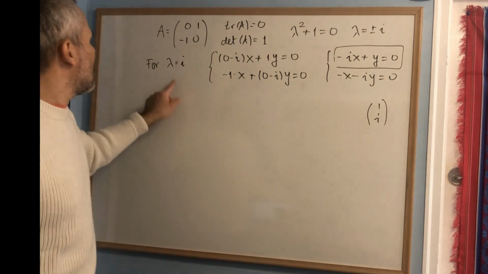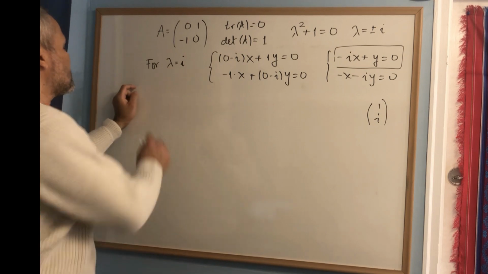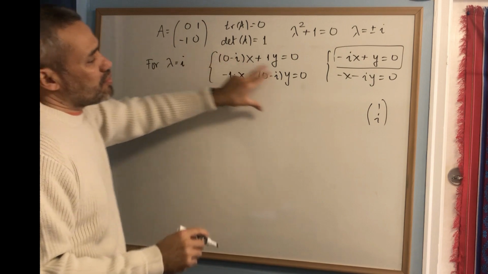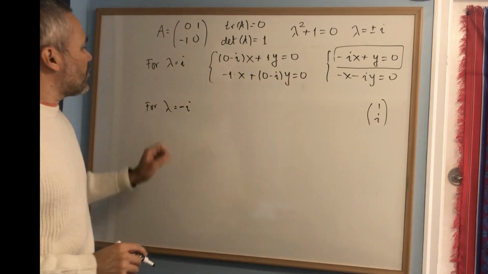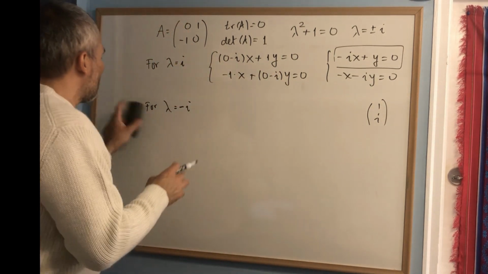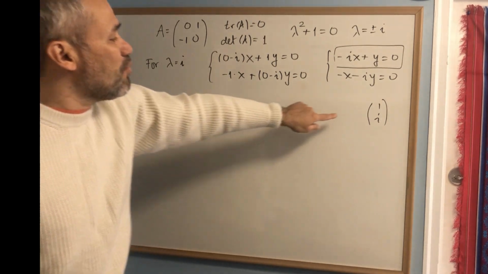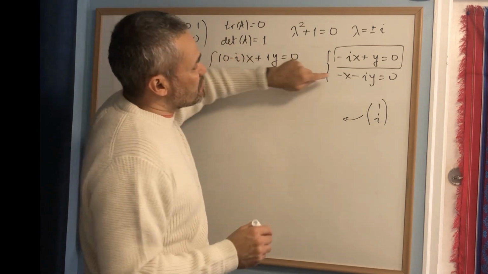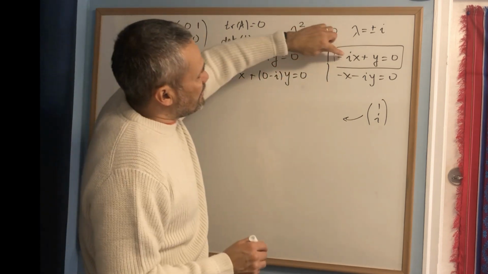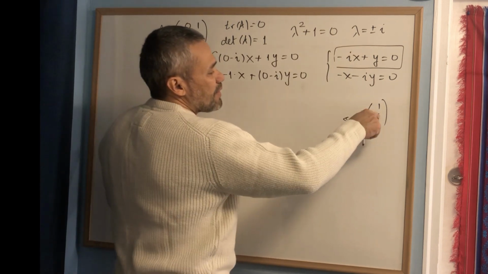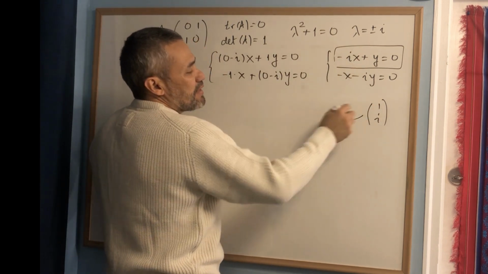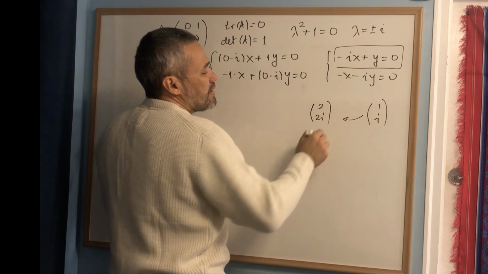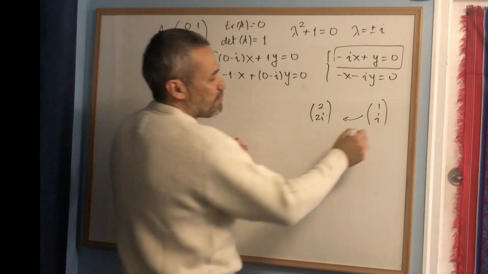We can do the same if we decide to do lambda equal negative i, we can also find another eigenvector. Another observation is that if we have an eigenvector, any multiple of this is also an eigenvector. If you're looking for an eigenvector, a non-zero vector that solves both equations, if this one solves the system, then you can multiply by any number, let's say by 2, and this also works, or you can multiply this by i.